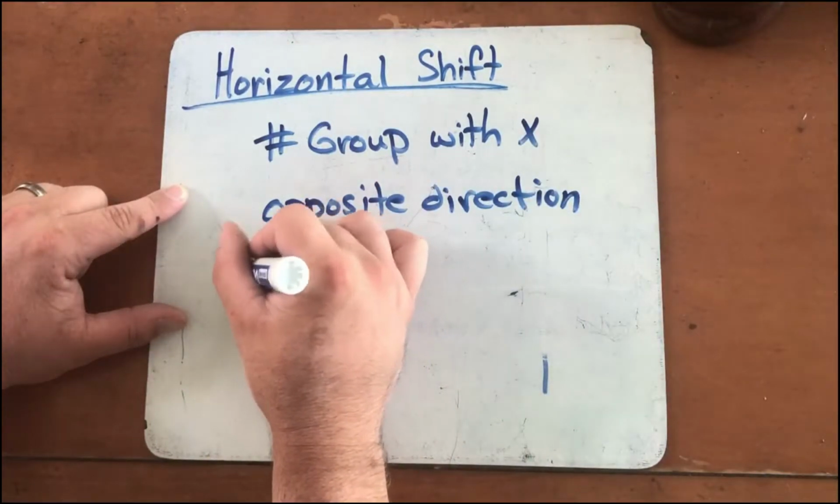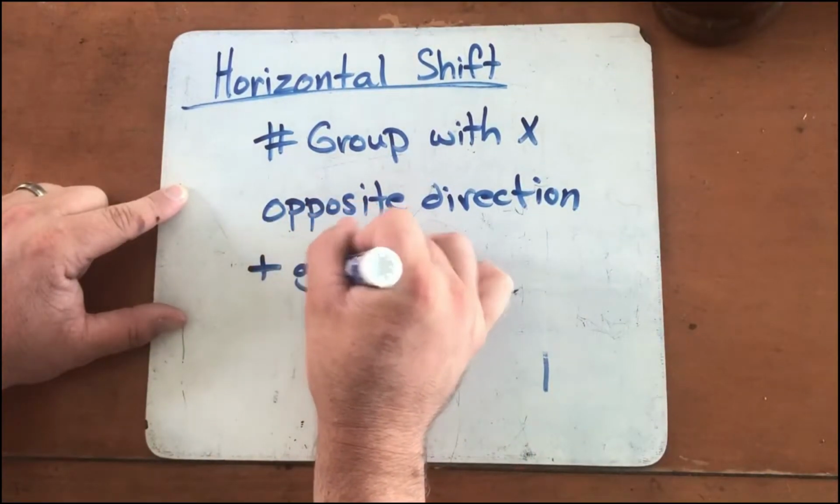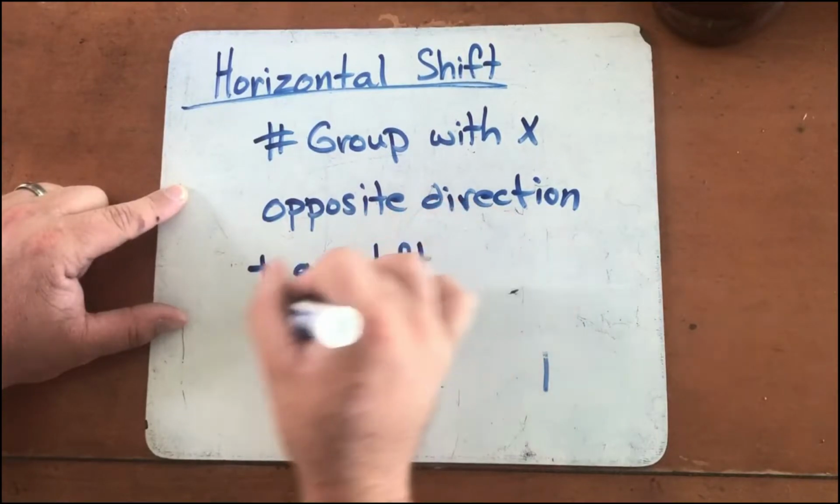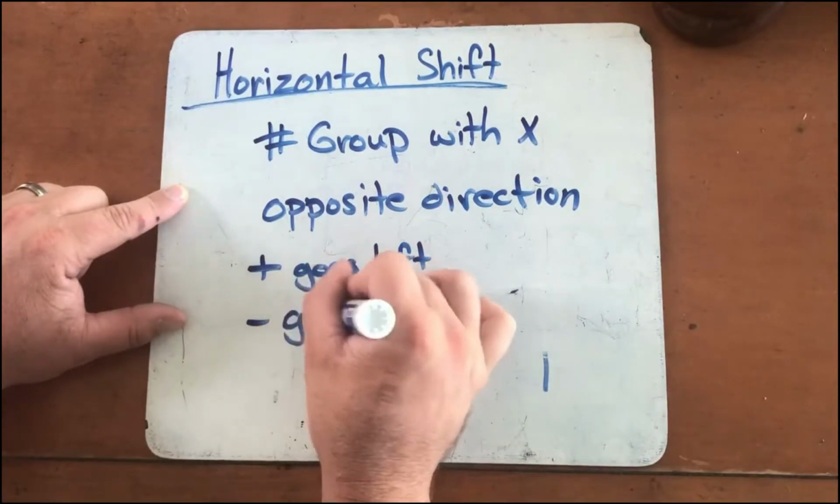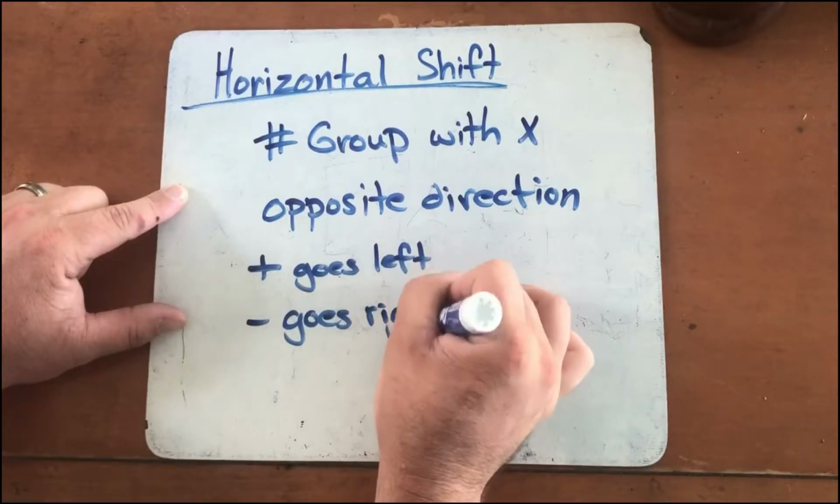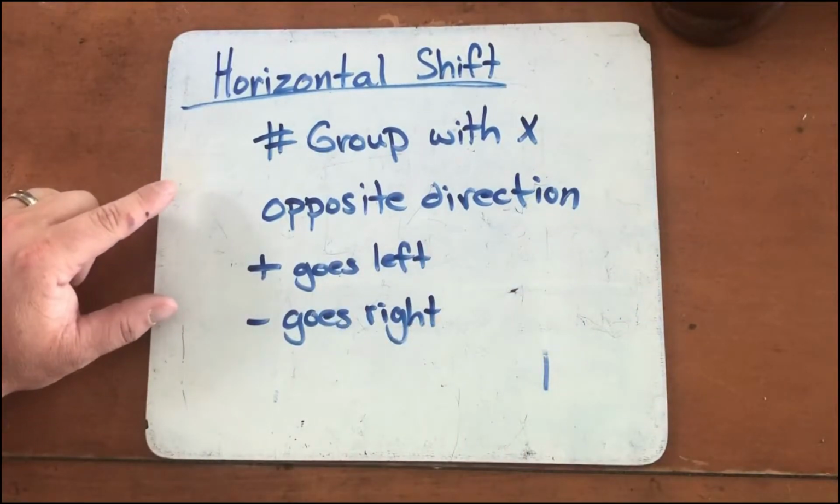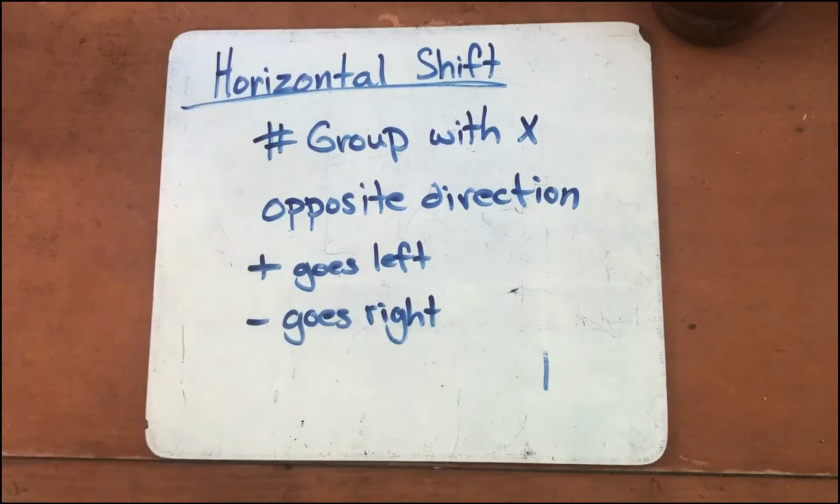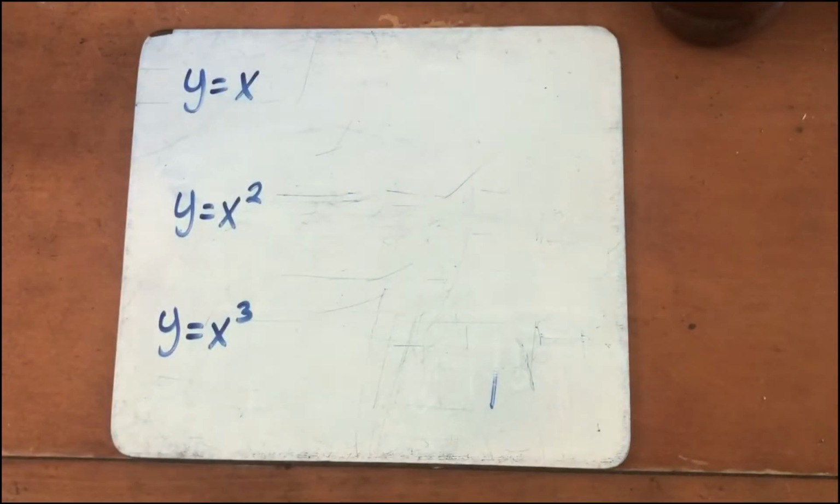So in that case, plus goes left and minus goes right. All right, so if I add something inside with the x, it would go to the left. If I subtract something grouped with the x, it will go to the right. So let's take a look at what this would look like.